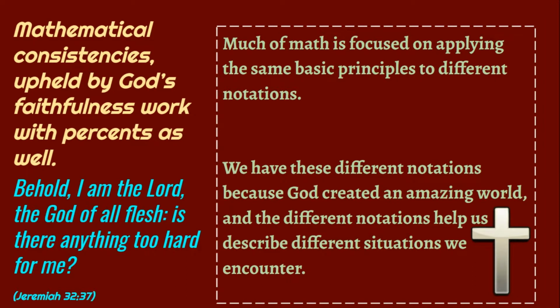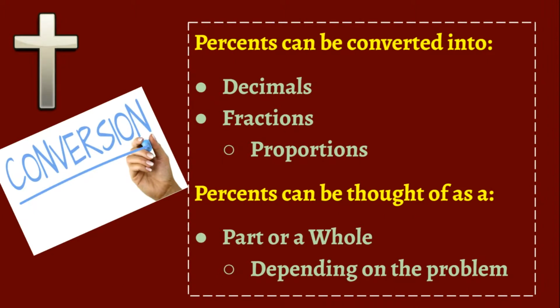So we know that God is faithful with our work as percents, just as he is with our other mathematical concepts. And we have these different notations because God created an amazing world that's very organized and very ordered. And the different notations just help us describe different situations that we'll encounter in the world. So we might use percents for one situation, whereas a ratio might make more sense for a different situation. We talked about percents can be converted into these different things, and they could be thought of as a part or a whole. We're going to practice some of those today, depending on which type of problem it is.